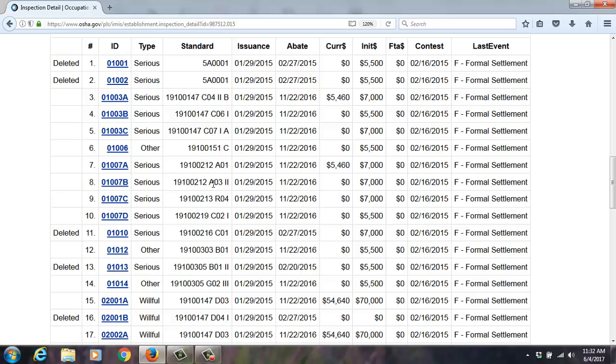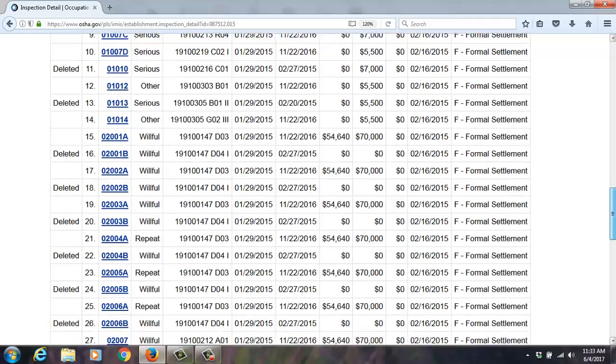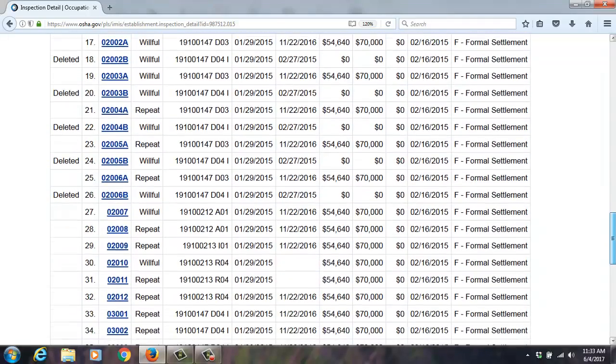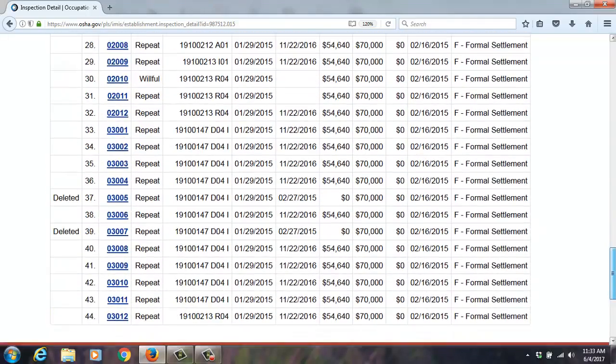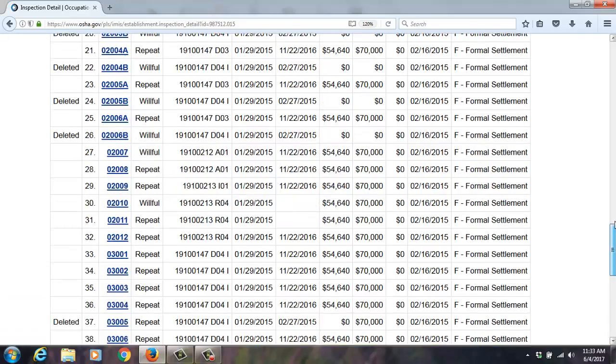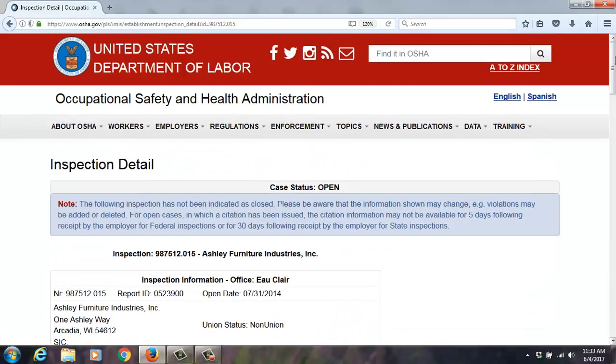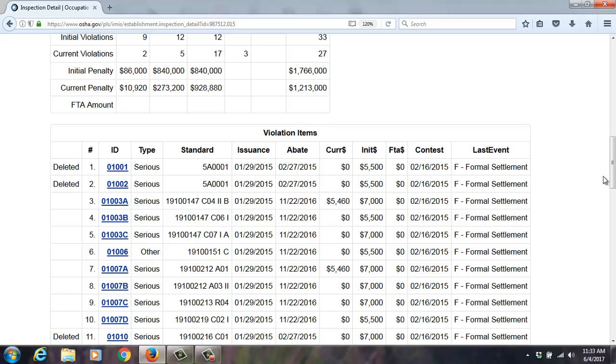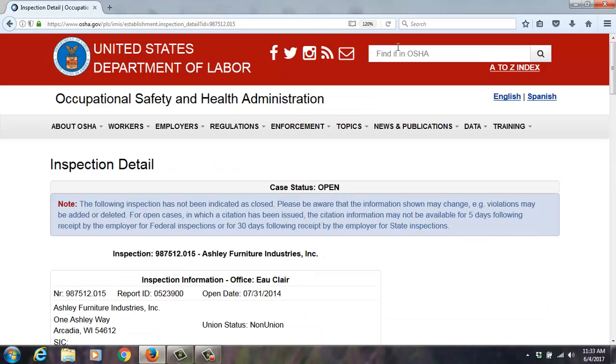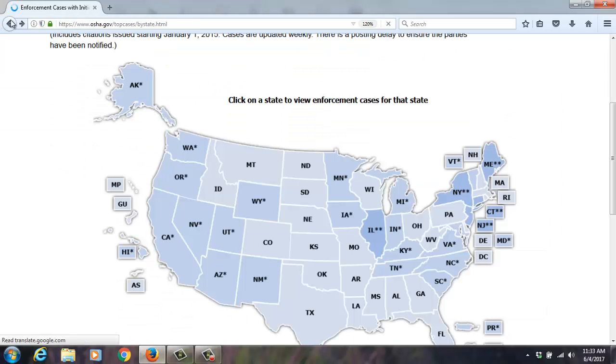212 is like machine guarding. Same with 213. 219, off the top of my head, that may still be under machine guarding. The 300s are electrical. 147, I believe, is lockout tagout again. Let's see here. More machine guarding, more lockout tagout. Yeah, so that was a majority of theirs. And then it also went to formal settlement versus informal settlement. Important for my students. Back out of here.